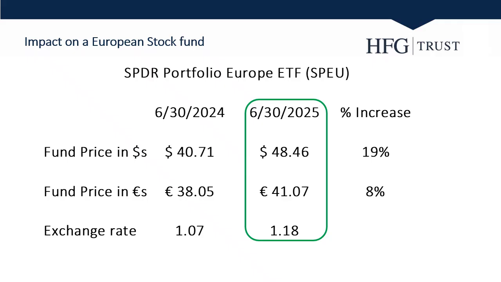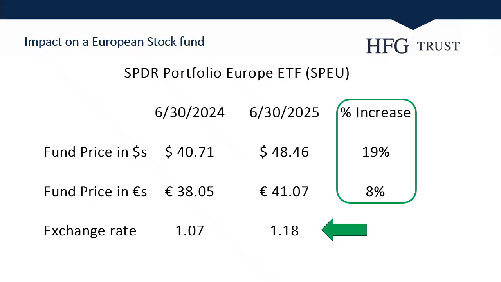Now, looking at 2025, 12 months later, to buy one share of this fund, it would cost you $48.46 US currency. If you're sitting in Europe and you're paying euros for an investment in this fund, it would cost you 41.07 euros. At this time, the exchange rate, as we noted earlier, is $1.18 US dollars per euro. So, depending on what currency you bought this fund in is going to significantly impact what percent of return or increase you earned over those 12 months.